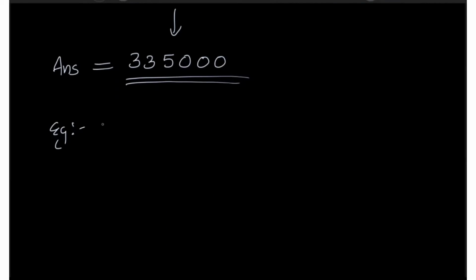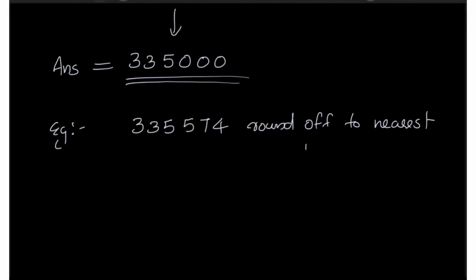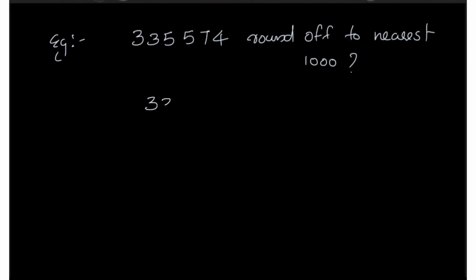Another example, if our number is 335574, then the question is round off to nearest 1000 itself. Here also thousands place. So 1, 10, 100, 1000. For rounding off to 1000, we have to check the 100th place, the very next right place, and that is equal to 5. If it is equal to or greater than 5, we can add 1 to the 1000 place. That is our required place.